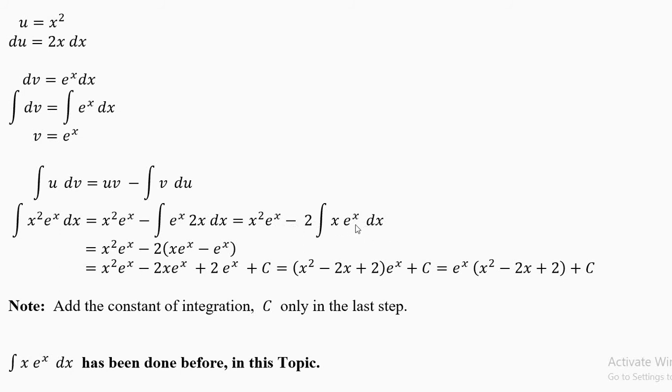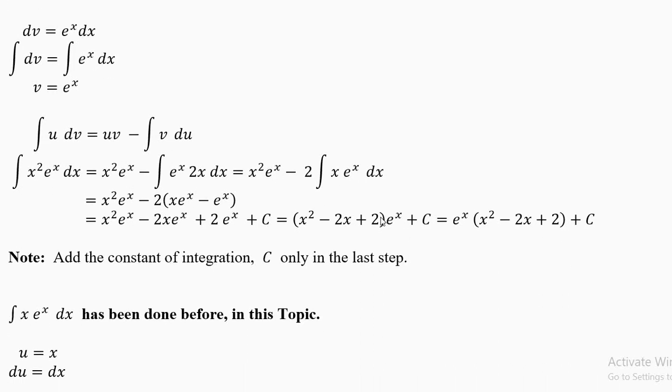Now x e power x we have done before. So you copy it from the first page or do it in the margin in the exam. How much is it? X into e power x integration is x into e power x minus e power x. Now open this bracket, but please remember there is a minus 2 sitting outside here. So you'll get x square e power x minus 2x e power x plus 2 into e power x, because minus 2 into minus 1 is plus 2, and you add plus c. Now e power x is coming all along, so you can keep it outside, and in the bracket you'll get x square minus 2x plus 2, and this bracket you can keep on the left or on the right, both are fine.